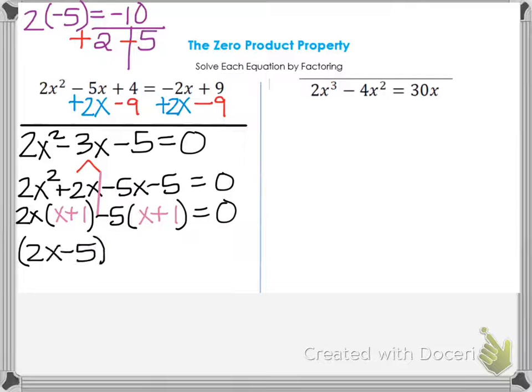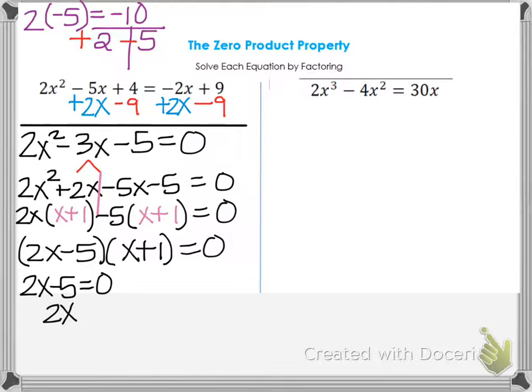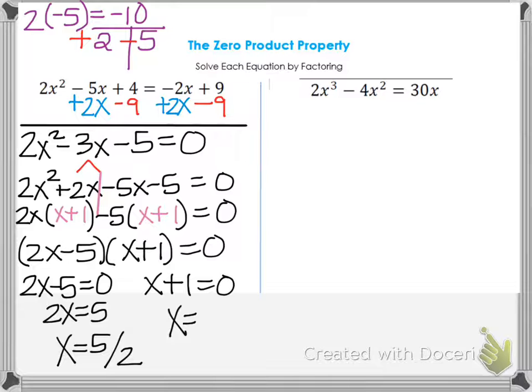So I know that I'm on the right track because my binomials match. So the 2x minus 5 makes up the first set of parentheses, and my x plus 1 makes up the second. So now I can create my two linear equations. So 2x minus 5 equals 0. So I would add 5 to both sides and then divide by 2. So my first solution is x equals 5 halves. Then I have x plus 1 equals 0. If I subtract 1 from both sides, I get x equals negative 1. So my two solutions are x equals 5 halves and x equals negative 1.